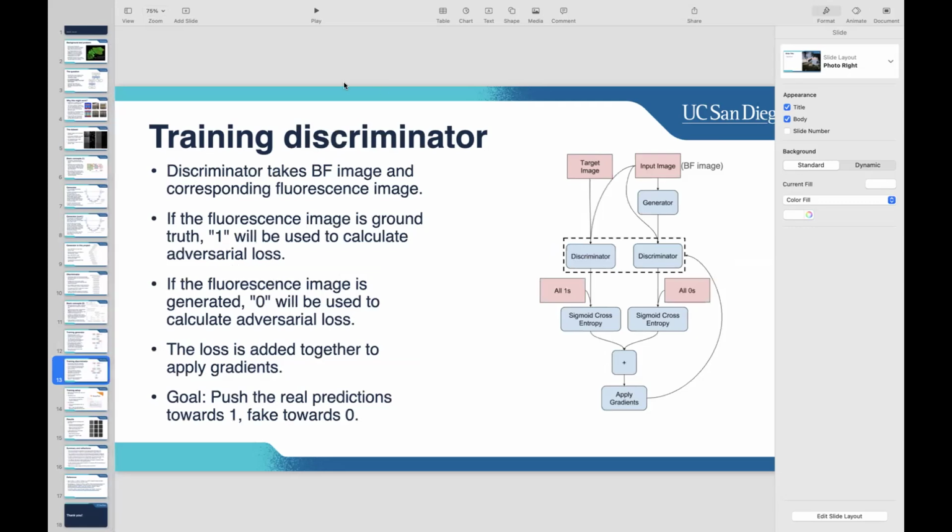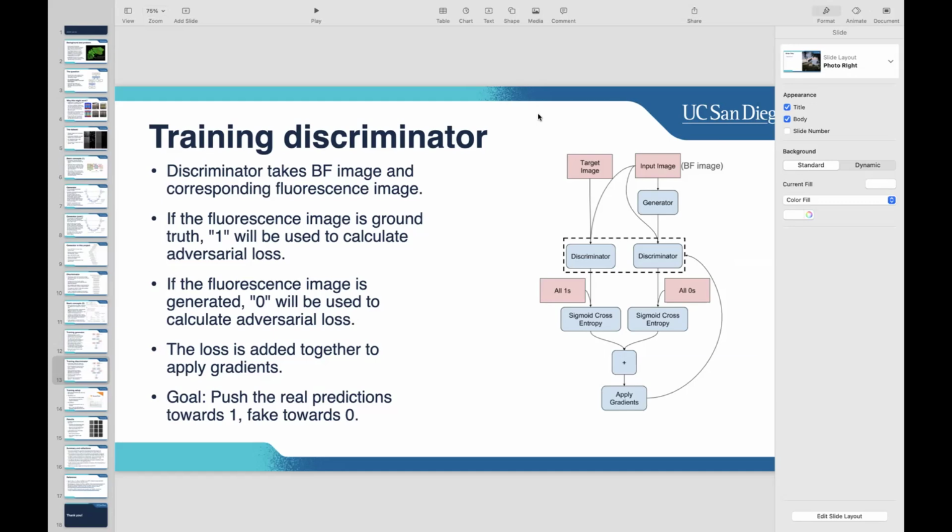How are we training the discriminator? The discriminator takes a bright field image and the corresponding fluorescence image, either the real one or the generated one. If the fluorescence image is the ground truth, 1 will be used to calculate the adversarial loss. And if the fluorescence image is generated, 0 will be used to calculate the loss.